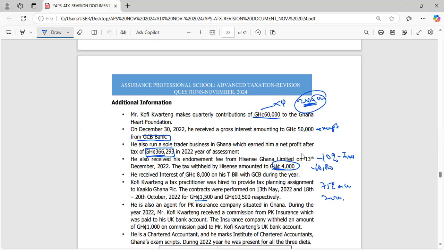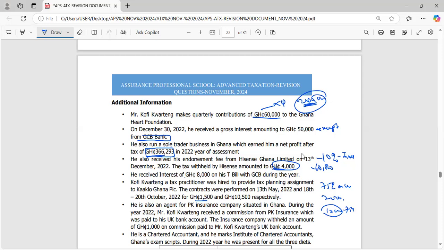Now, this case is the same tax planning services that is being provided by Kweku Kwatin to Kaklu PLC. So what you do is you just add the two amounts. When you add the two amounts, you get 12,000. That 12,000 will be subject to 7.5% withholding tax on account. So you add the 12,000 to his income. When you are done, you grant the 7.5% tax as a tax credit.